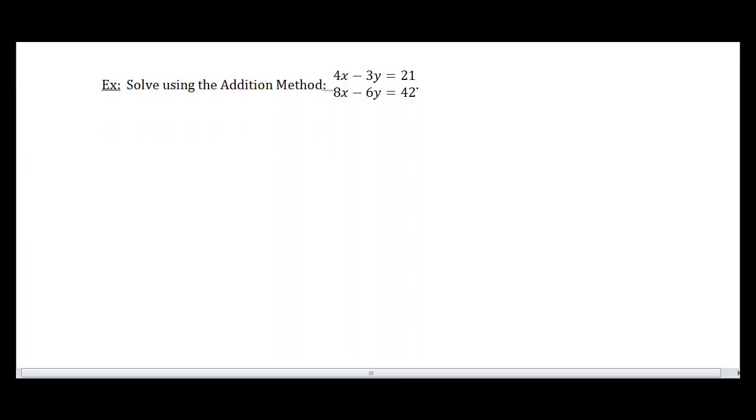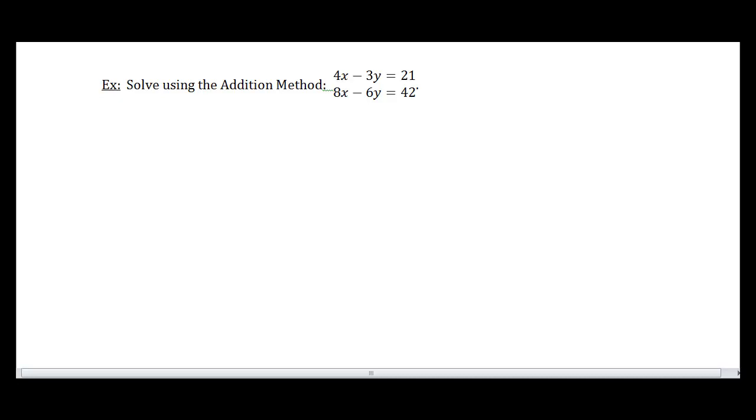In this example, I have 4x minus 3y equals 21, and the equation 8x minus 6y equals 42. Again, we get to choose which variable we want to have the opposite coefficients for and which equation we need to do the multiplication. Sometimes we want to multiply one equation. Sometimes you're going to have to multiply both equations. But let's say I want opposite coefficients on, let's say, the x this time.